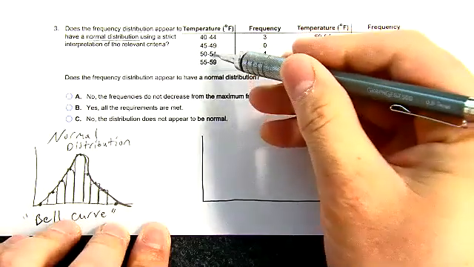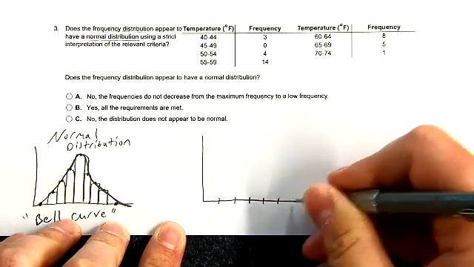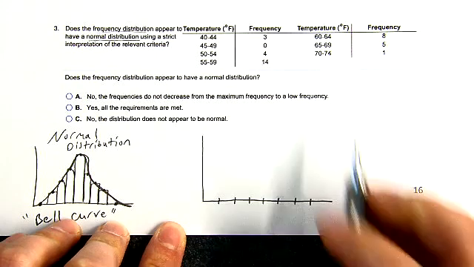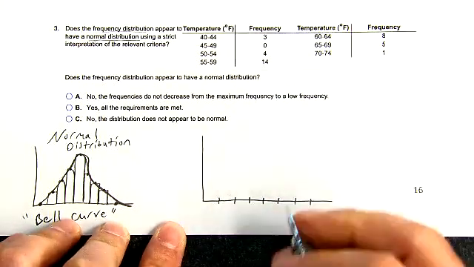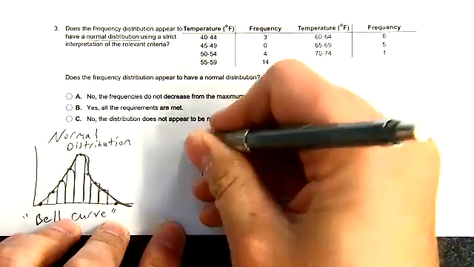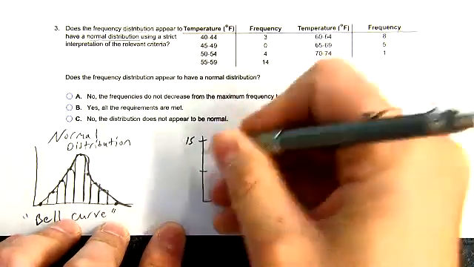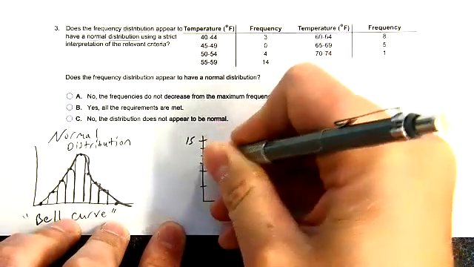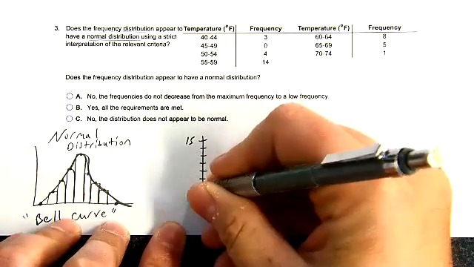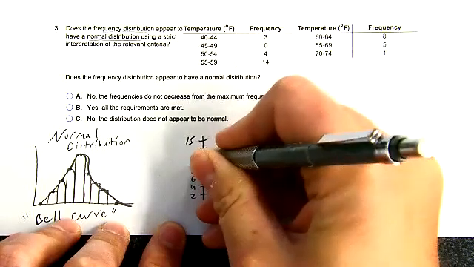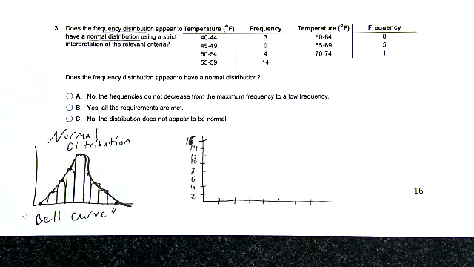So we need 1, 2, 3, 4, 5, 6, 7 classes. And then our highest frequency is 14, so let's go as high as 15. And then we can decide how many tick marks we want. 1, 2, 3, 4, 5, 6, 7, 8. So let's go by 2. And then this actually becomes 16. Just trying to get a rough scale here.